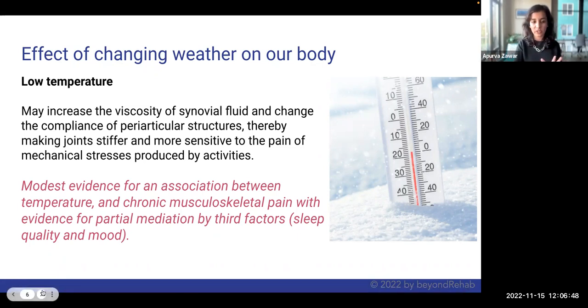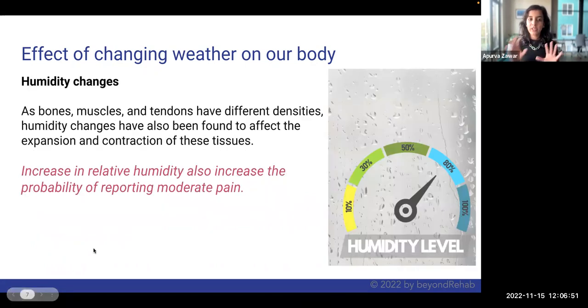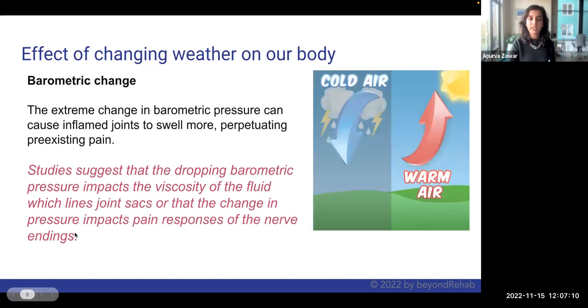This was from one of the studies, followed by the humidity changes. Bones, muscles, and tendons have different densities, so humidity changes have also been found to affect the expansion and contraction of these tissues. An increase in relative humidity also increases the probability of reporting moderate pain. With barometric change, an extreme change in the barometric pressure can influence the inflamed joint to swell more and have more exaggeration of the pain experience.